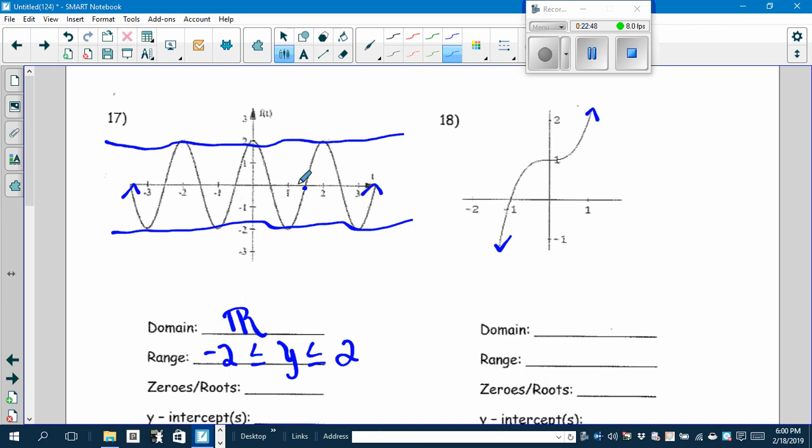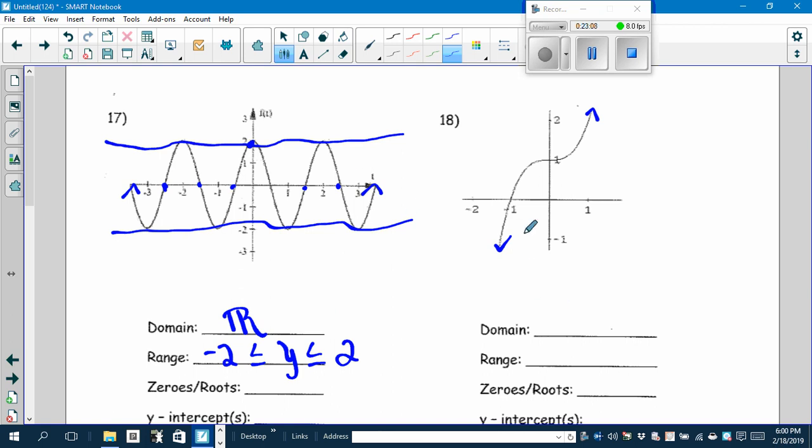Now, these are all your zeros. Okay, so there's lots of zeros here. Every time it crosses the x-axis, that's a zero. All right, and then your y-intercept is right here. There's one y-intercept. Okay.